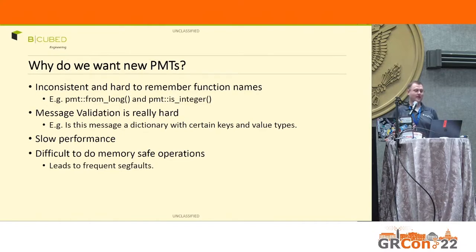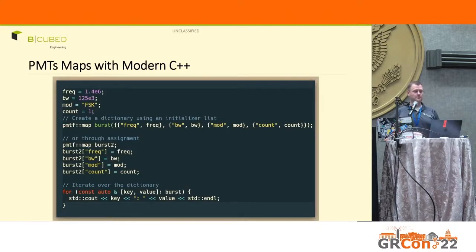And I got really frustrated because message validation is really hard right now in the current interface. There are certain aspects, especially if you have a lot of data that you're working with, where the performance can be really slow. And when I deal with PMTs, I get seg faults all the time. At least for me, it's difficult to be memory safe there. So I wanted to make something that was easier for me, and hopefully is easier for you. A big emphasis of the new PMTs is to use modern C++ and to have things just work without a lot of effort on your part.